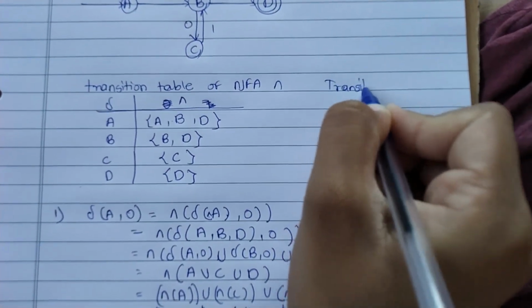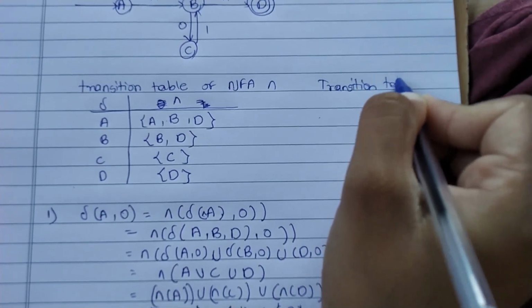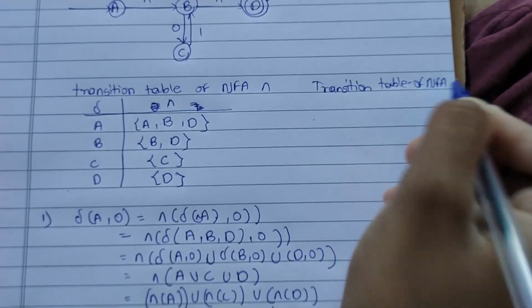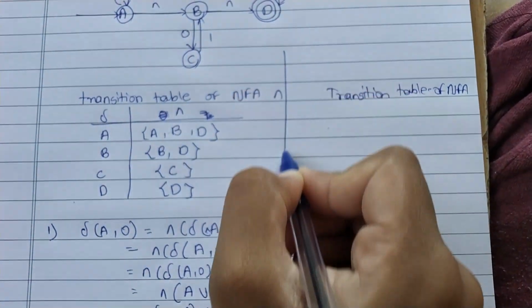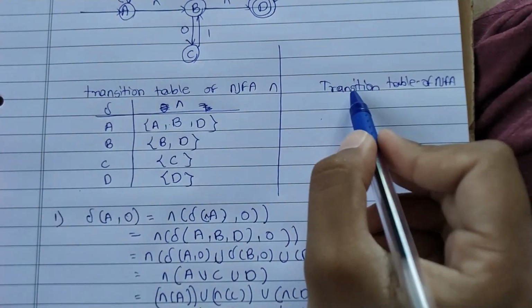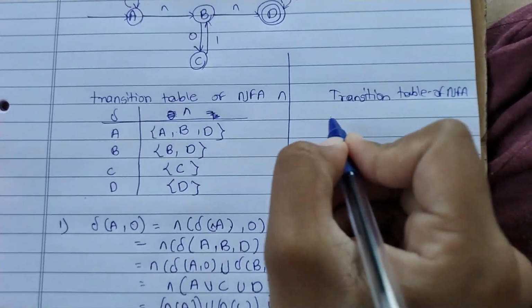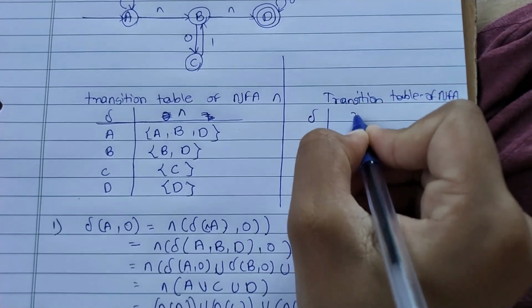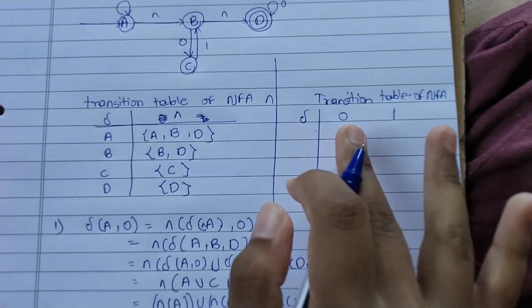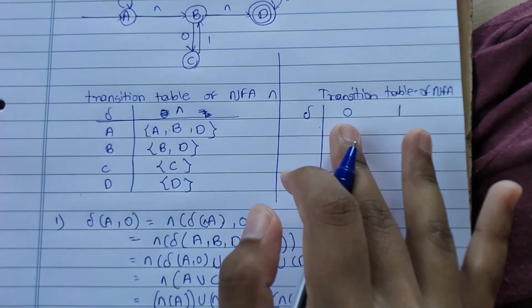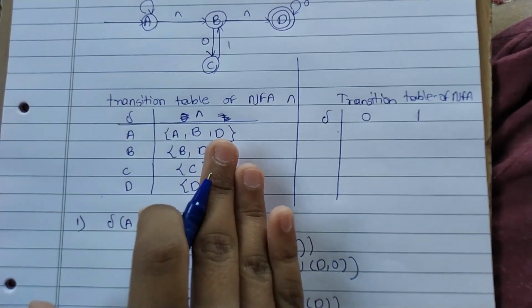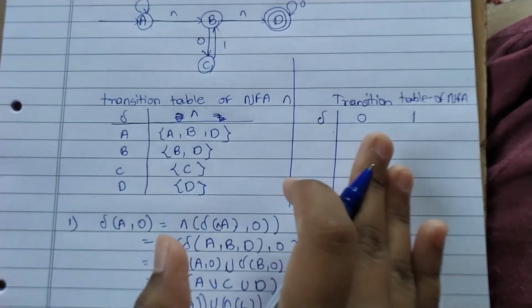transition table of NFA simply. This is the transition table of NFA null and this is the single NFA. So we write here state, then here 0 and 1, because the NFA needs the variables and states both. Here these are the null values, the transition table of the null, and this is the NFA.